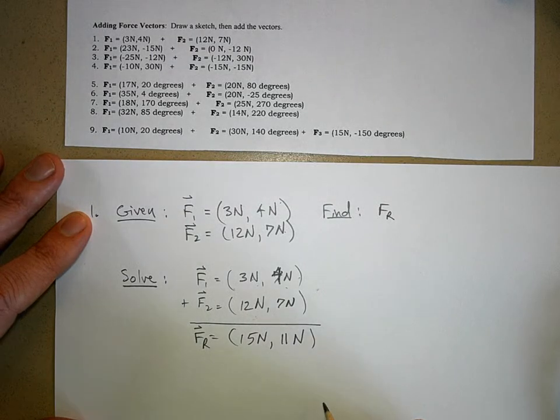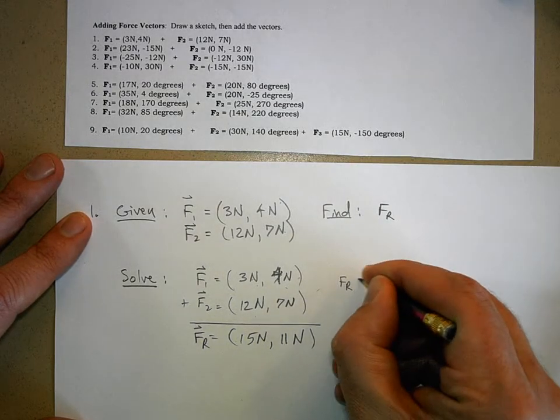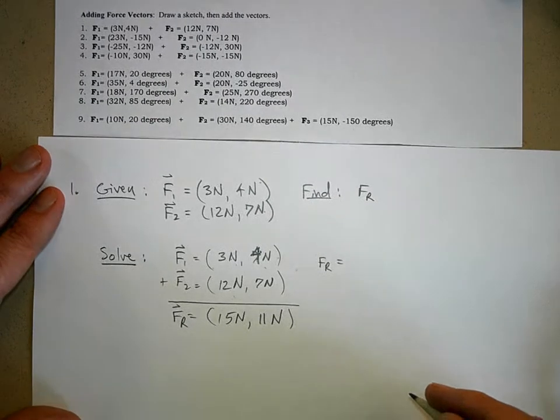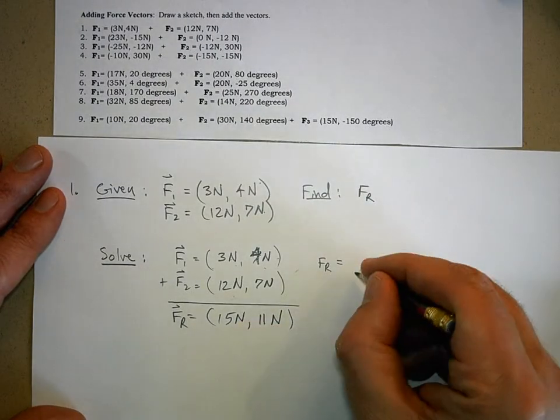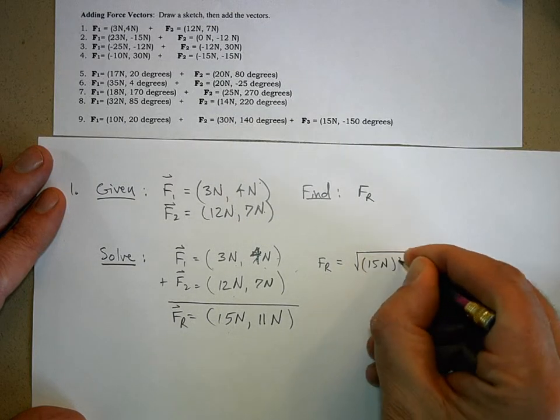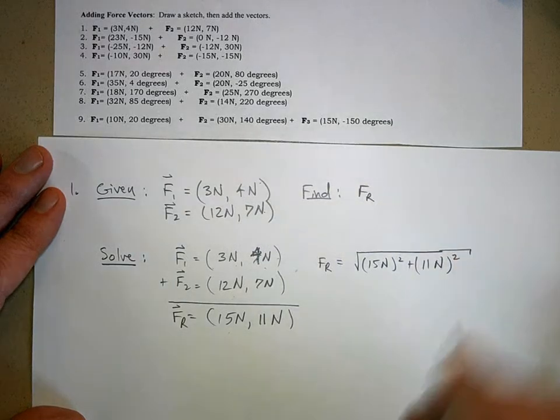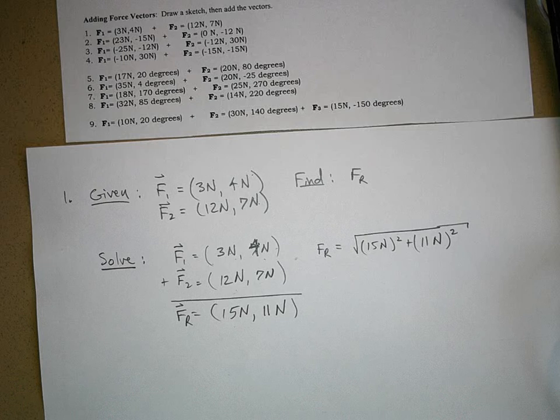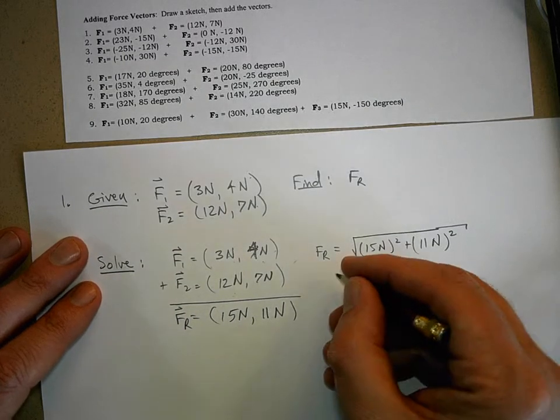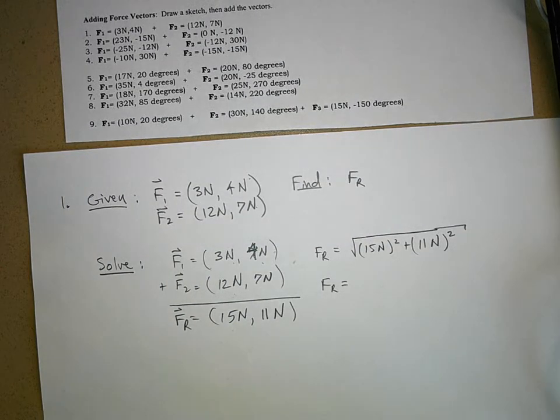Now that is my answer in rectangular coordinates, but I want them in polar coordinates. So the magnitude of FR is going to be equal to the square root of the x component squared plus 11 newtons squared. Somebody borrowed my calculator, so if somebody could give me the answer here. It should be around 18, 19, something like that. 18 point what? 18.6.